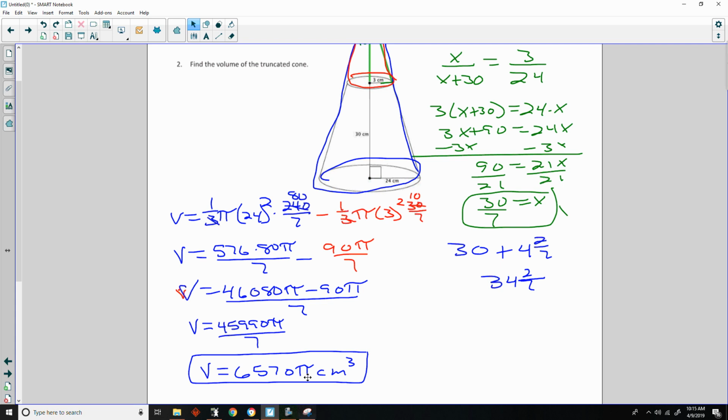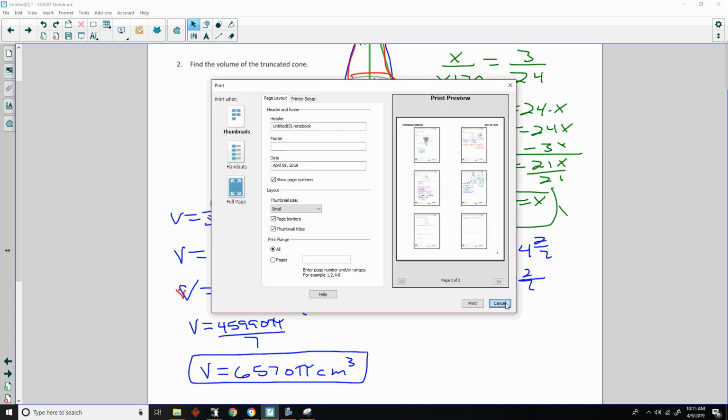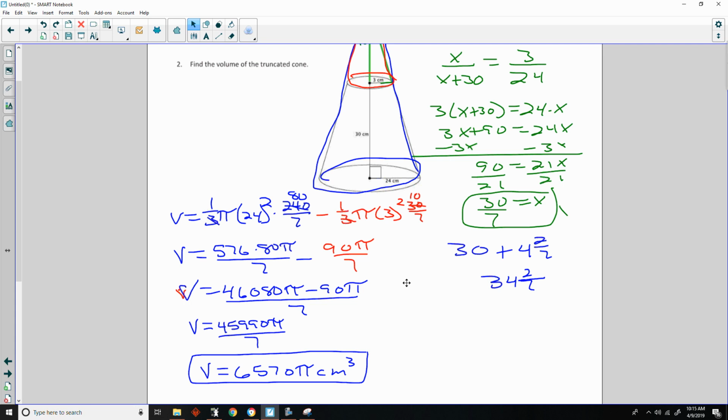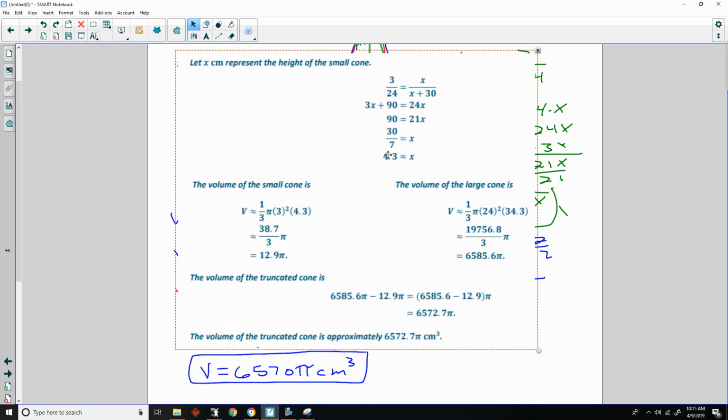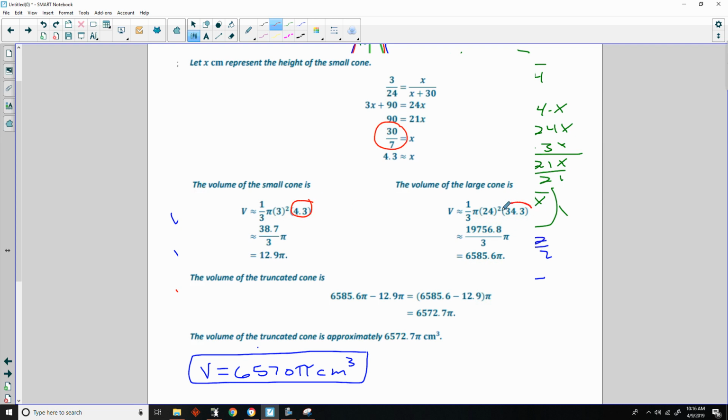Okay, so what I'm saying is this 4.3 was estimated, and that's an estimate. This 34.3 is an estimate. So see how they have approximately here and approximately here? And then they took the volume of the truncated cone by taking the volume of the bigger cone minus the volume of the smaller cone, and they came up with an answer of 6,572.7 pi. My answer, I never rounded, ever. I used the fraction 30 over 7 right here and right here. So it was always totally accurate.